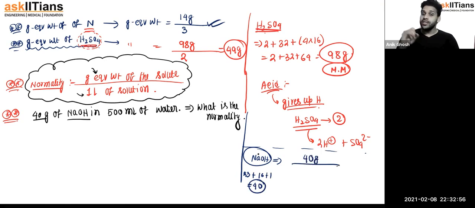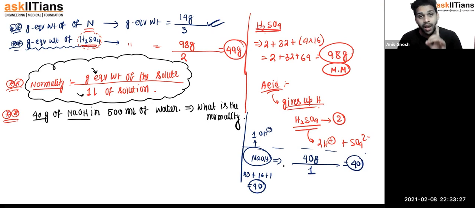by its valency. Now, this is a base. For bases, the valency is the number of OH it is giving. NaOH can give only one OH minus. NaOH is a monoacidic base. So its valency is going to be 1. So 40 by 1, and its equivalent weight is going to be 40. Now, 40 grams of NaOH equals 1 equivalent of NaOH.